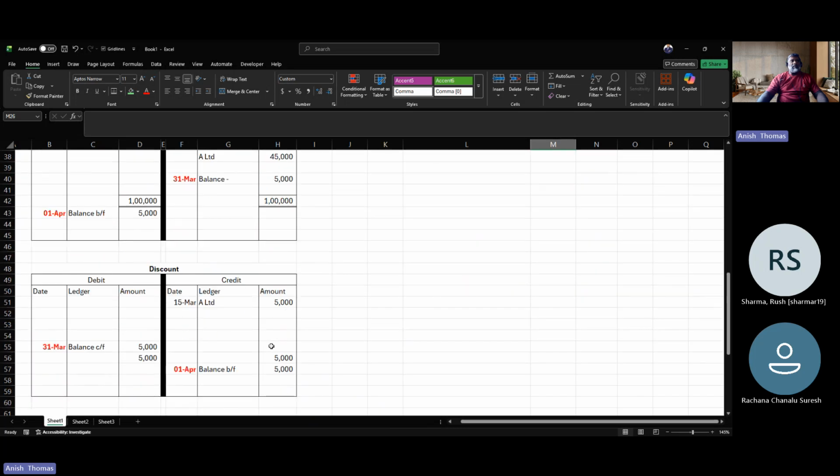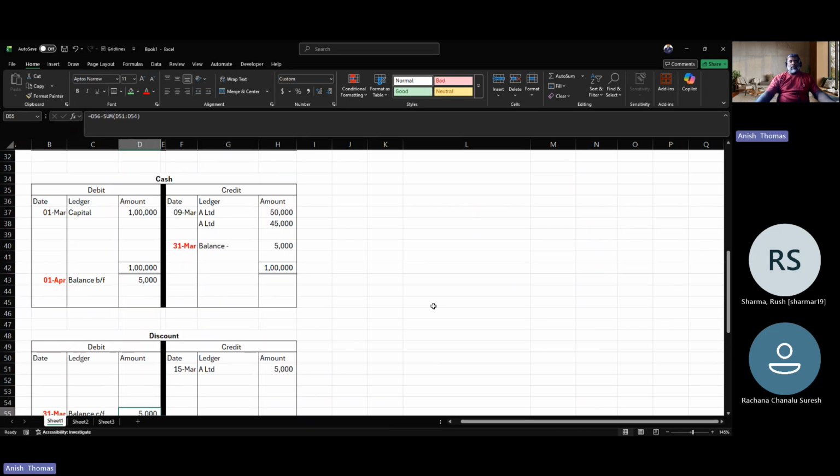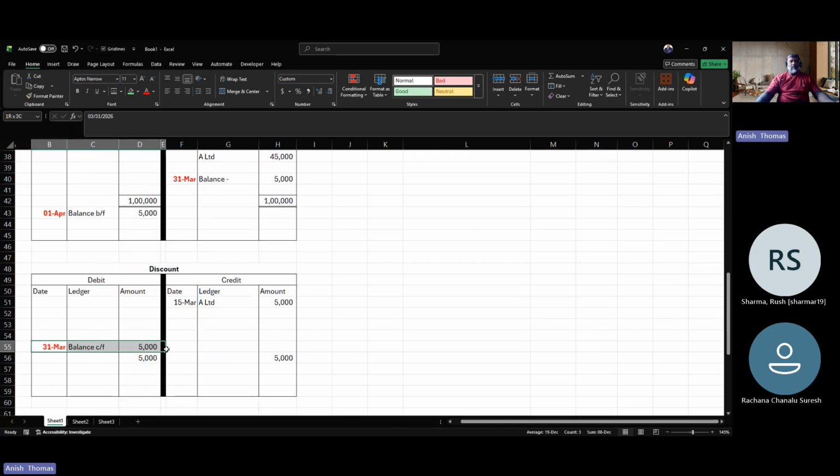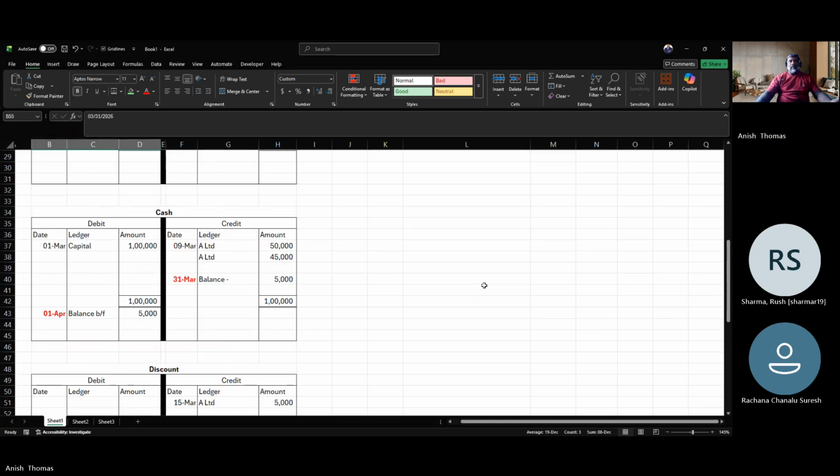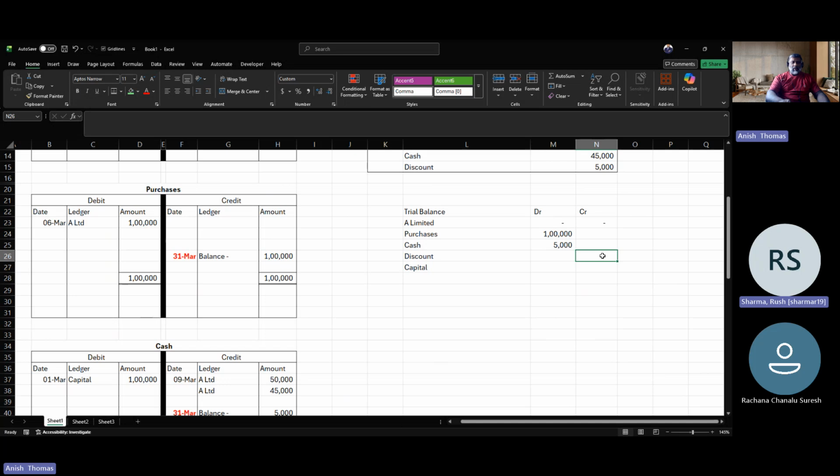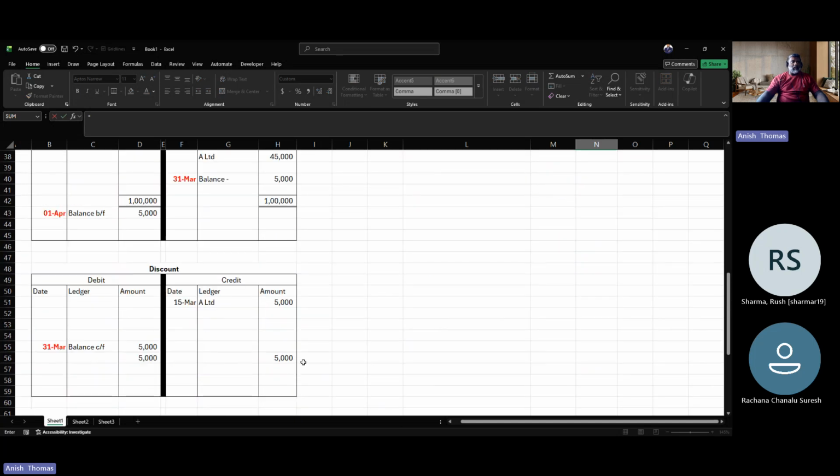Next account I have is discount. Very simple. It is an income. So there is a credit of 5,000. So what is the balance over here? It's a credit balance of 5,000. Okay. Get it? So I'll put it in the credit side over here. Okay.